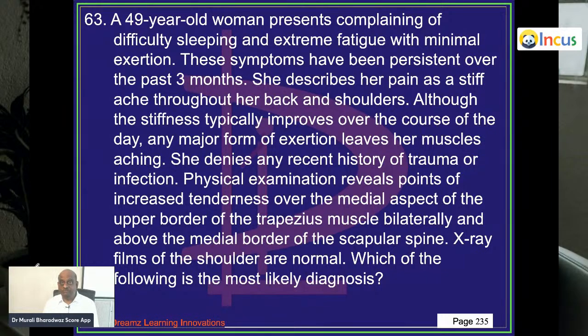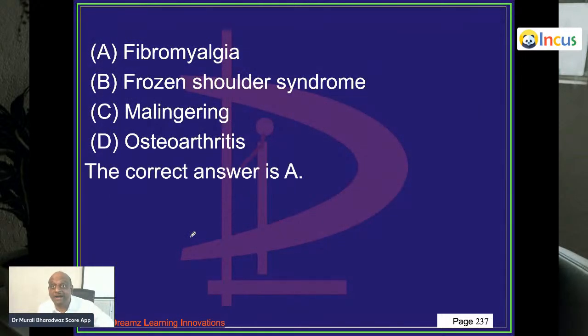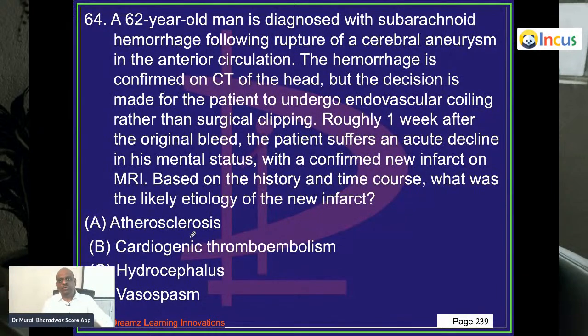A 49-year-old woman presenting with difficulty to sleep, extreme fatigue with minimal exertion. Multiple tender points are there. Tender here, doctor. Tender here, doctor. Check. Tender here, doctor. Everywhere tender. What is your diagnosis, doctor? Fibromyalgia. Did we not discuss trigger points? Fibromyalgia is what you need to remember. You do any investigation, none of them will be positive in her.